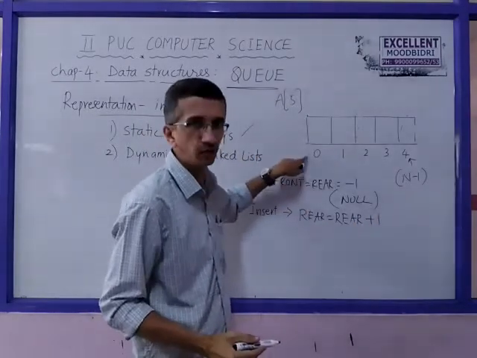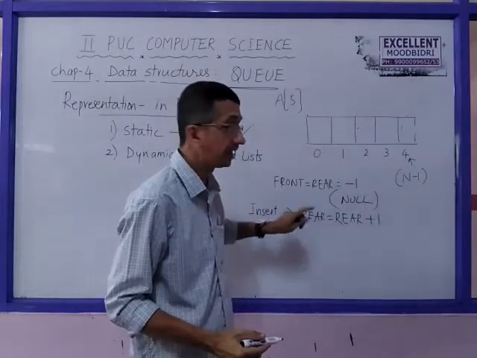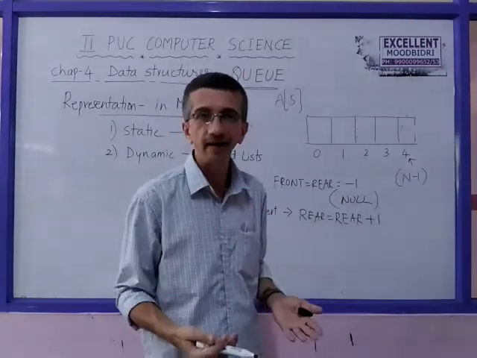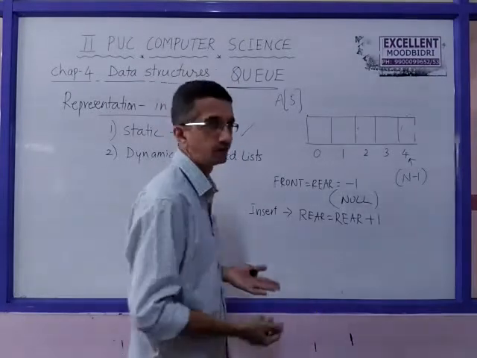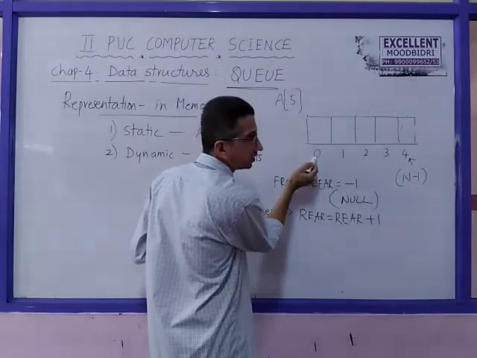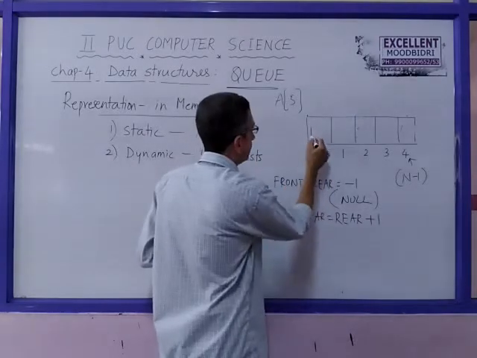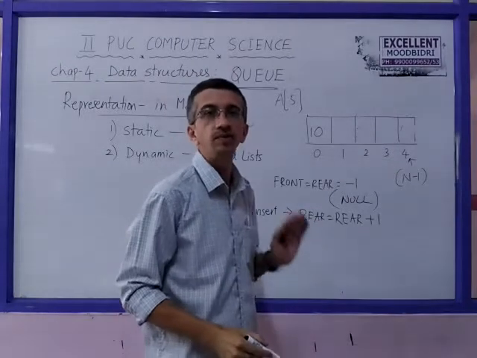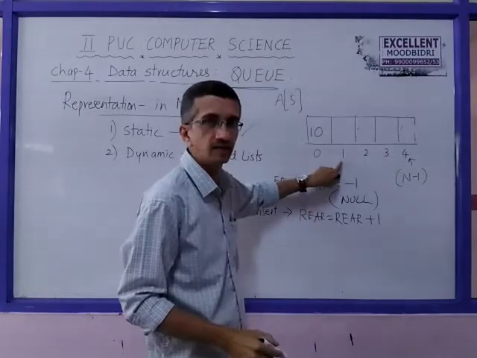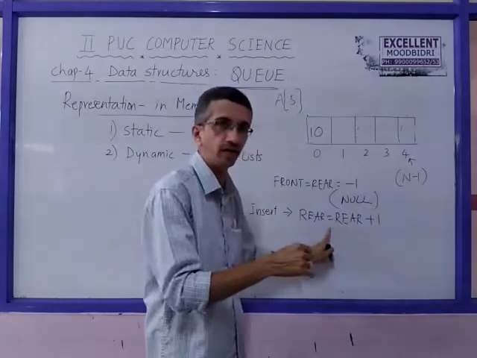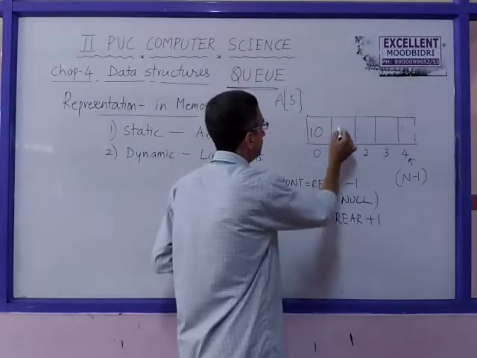Now rear is minus 1. Why do we take rear? Because items are inserted at the other end, which is called the rear end, at the back of the queue. So rear plus 1. So minus 1 plus 1 becomes 0. Insert an item. Suppose the item is 10. One item inserted. One more item has to be inserted. Where? At the next index. So rear has to be incremented. So rear is rear plus 1. Insert one more item. Let us say 20.